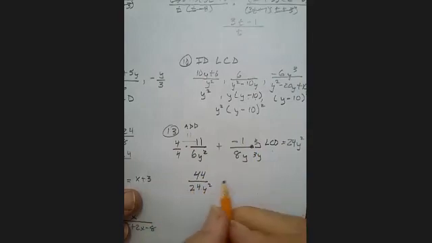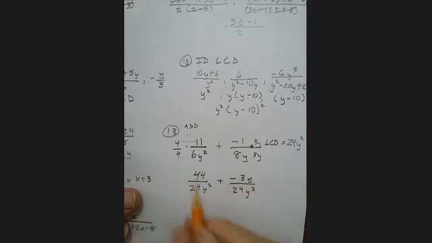And when I do that, I get 44 over 24y squared, minus 3y over 24y squared. What I'm going to do is write these, add these two together and put it all over there. So it would be 44 minus 3y over 24y squared. And we're done.